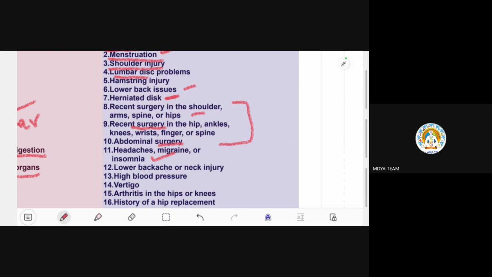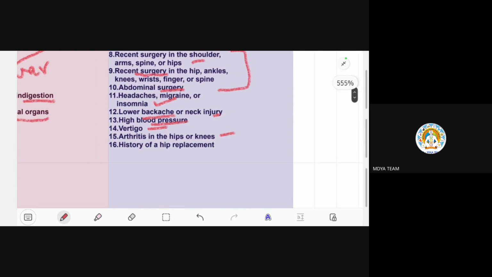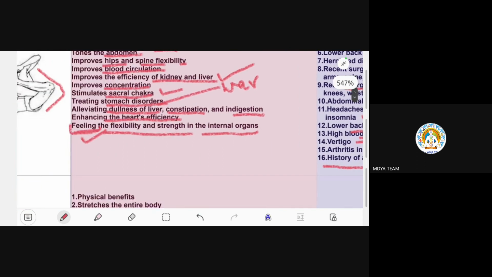Lower backache and neck injuries, high blood pressure, vertigo, arthritis, and hip or knee problems. The one who has a history of hip replacement. I talked just right now about surgery, right? Till 6 months, on the doctor's advice, we cannot perform or practice this asana. But the one who has a hip replacement history, I'm sorry, allow me, even they cannot do this asana.